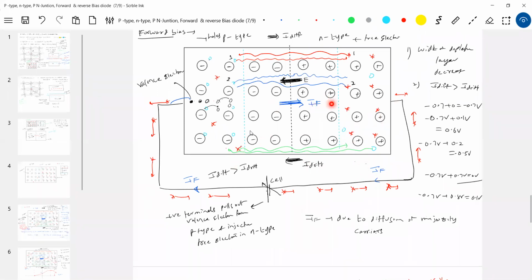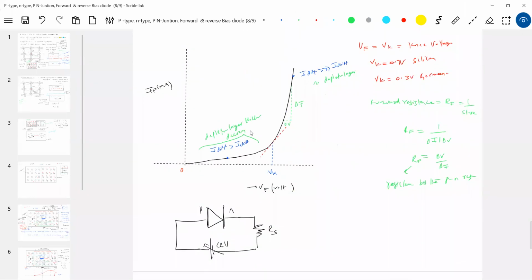And finally, what is the resistance offered? Resistance offered by the material of the diode, by the P and N regions, that is the forward resistance. So when can you say the diode is forward biased? It is in this region. In this region the diode is forward biased. Only in this region can we say that.